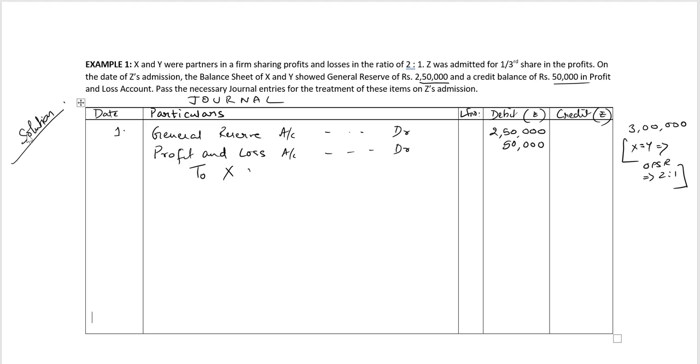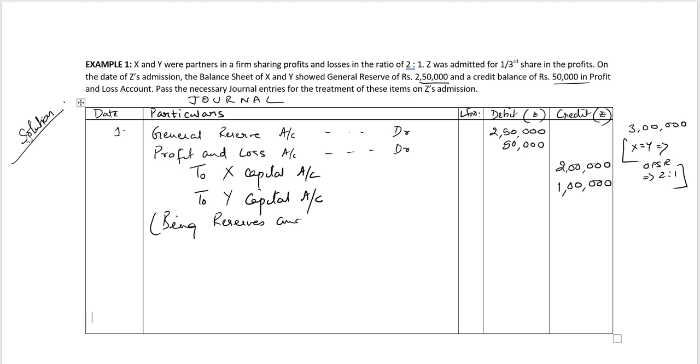To X capital account and to Y capital account. 2 lakh against partner X and 1 lakh rupees against partner Y. Narration being reserves and profits distributed amongst partners' capital accounts in old profit sharing ratio.